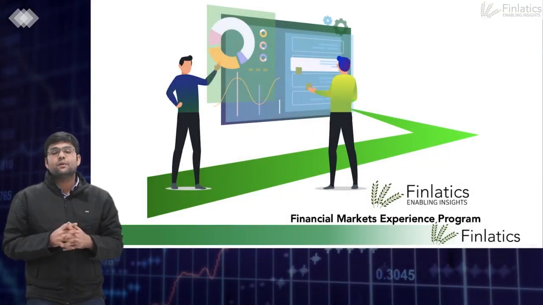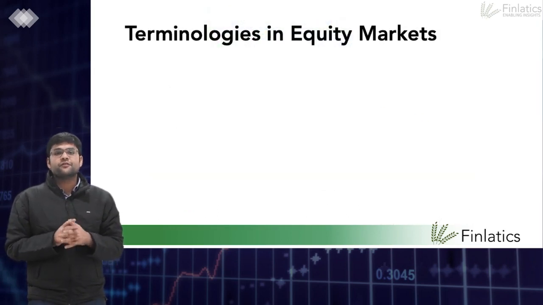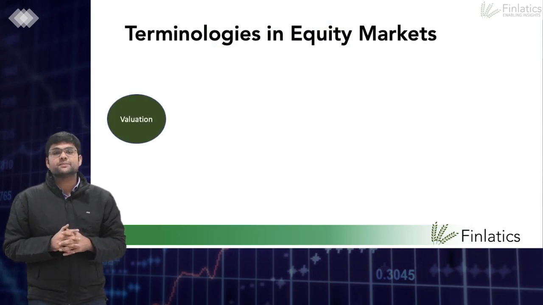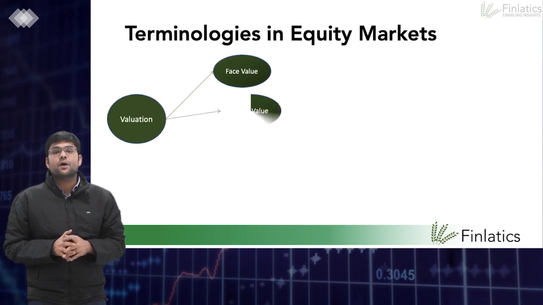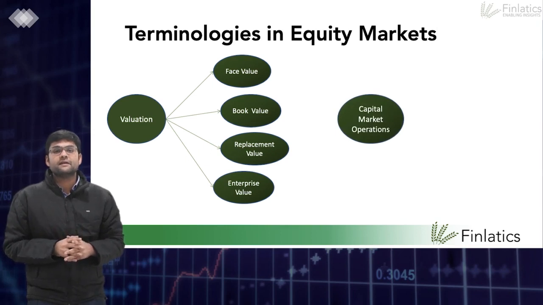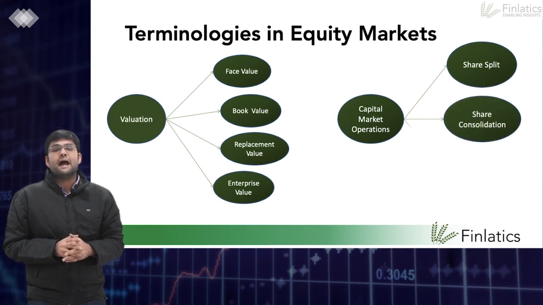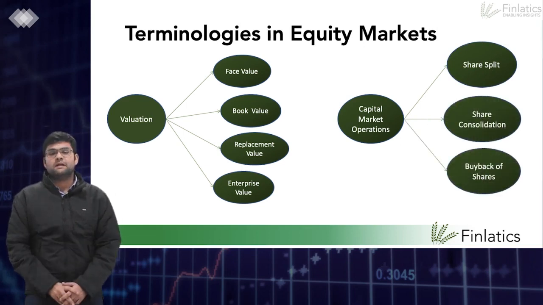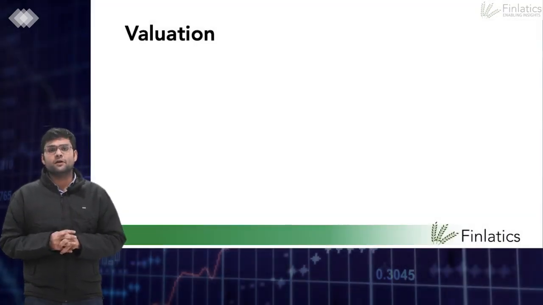To help you understand this module easily, we have divided it into two sections. The first section is of valuation-based terminologies, where we will be covering terms like face value, book value, replacement value, and enterprise value. The second section is of capital market operations-oriented terminologies, where we will be covering stock splits, share consolidation, and buyback of shares. We will now move on to understanding valuation-based terminologies.